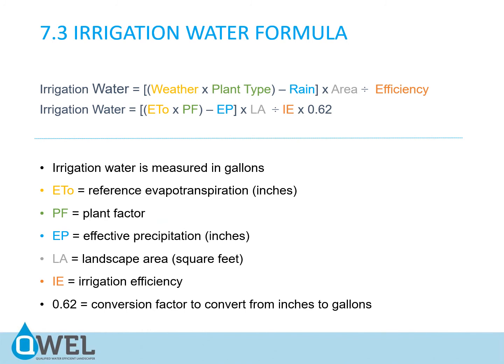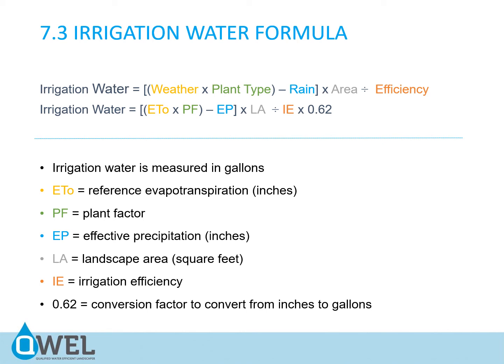7.3, Irrigation Water Formula. So here you'll see the formula: irrigation water is equal to weather times plant type minus rain, times the area, divided by efficiency. Make sure that you're paying attention to your parentheses and your brackets in that formula. Because irrigation water is measured in gallons, we need to make sure that we incorporate that 0.62 conversion factor to get from inches to gallons.